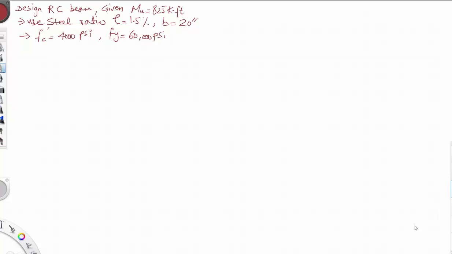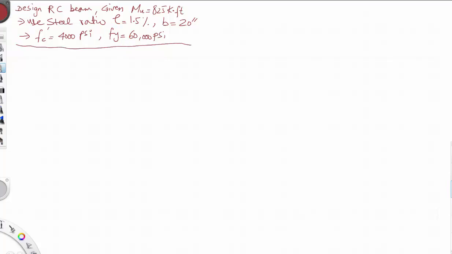In this session, we'll do an example of a reinforced concrete beam. The question says design an RC beam, reinforced concrete beam, given the maximum bending moment is 825. It says use a steel ratio of 1.5%, and the width of the beam is given as 20 inches, so this is not up to us to decide. It is given as 20 inches. And the strength of concrete f'c is 4000 psi, pounds per square inch, and the strength of the steel, Fy, is 60,000 pounds per square inch.